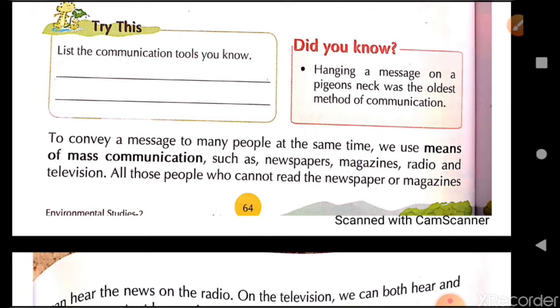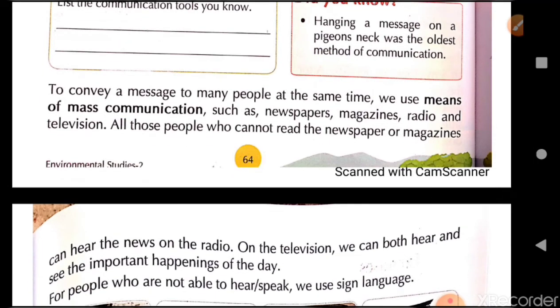Then electronic media, all the electronic media, that is television, radio. Okay, we hear the news. On television we can see also. People who cannot read the newspaper or magazine, those who do not know how to read, can hear the news on television or on radio also. On television we see the visuals also along with the news. On radio we can only hear it, but on television we can see the visual also, what is happening.